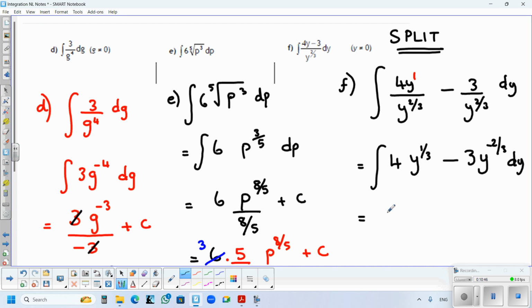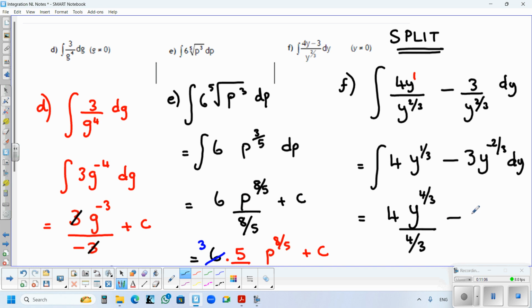add 1 onto the power, divide by the new power. So the 4 stays where it is, leave it. Then we've got y, we want to add 1 onto the power. So 1/3 plus 1, 1 is 3/3, so I've now got 3/3 plus 1/3 is 4/3. And I want to divide by the new power, so I'm dividing by 4/3. There's that messy fraction again, but we'll sort it in a minute.